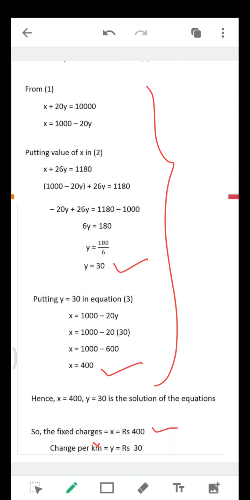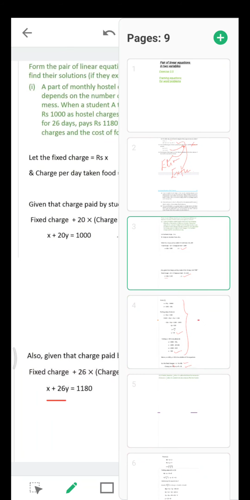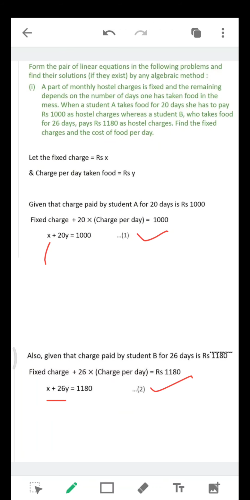Therefore the fixed charge is 400 and the charge per day, it will be what? It will be charge per day, not per kilometer. So the extra charge per day for the food is 30 rupees. If you substitute 400 and 30 here, let's see what happens.